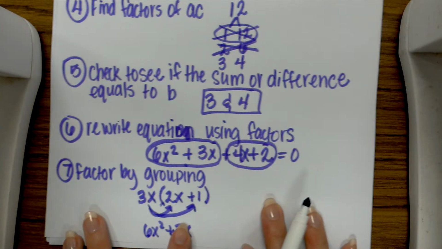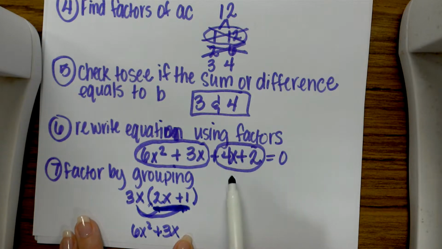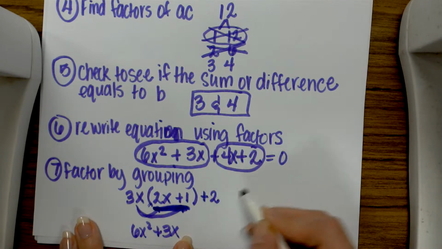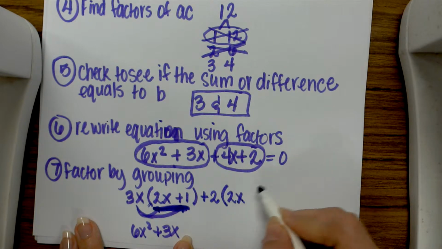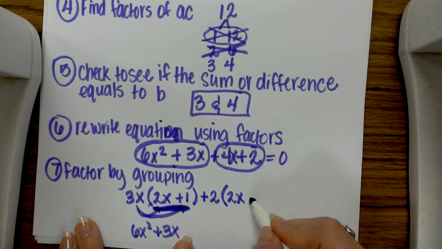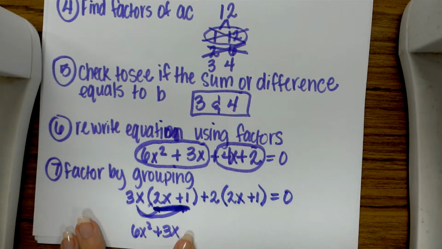Okay, so let's worry about this here. We want our parentheses to be the same. So let's look over here. What can we factor out of 4x and of 2? Well, we can factor out a 2. So if I pull out a 2 from 4x, I'm left with a 2x. And if I pull out a 2 from a 2, I'm left with a 1. Set the whole thing equal to 0.